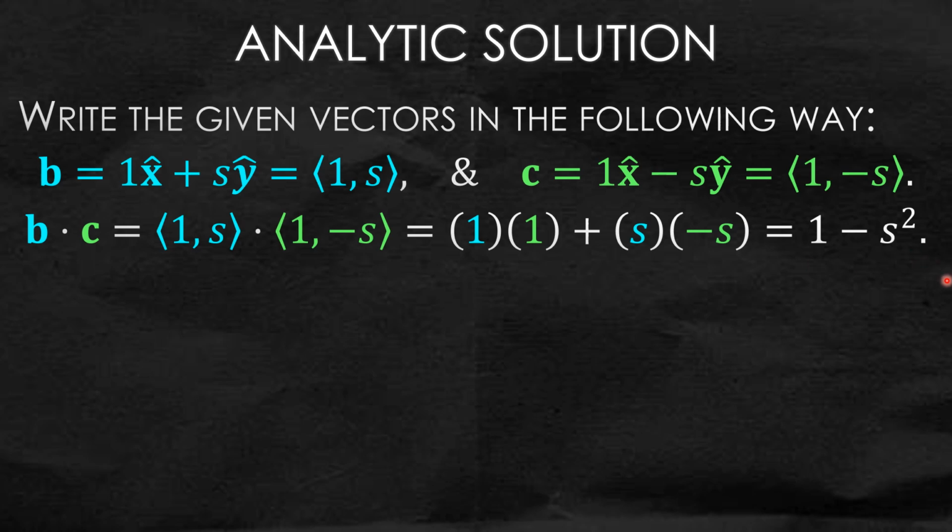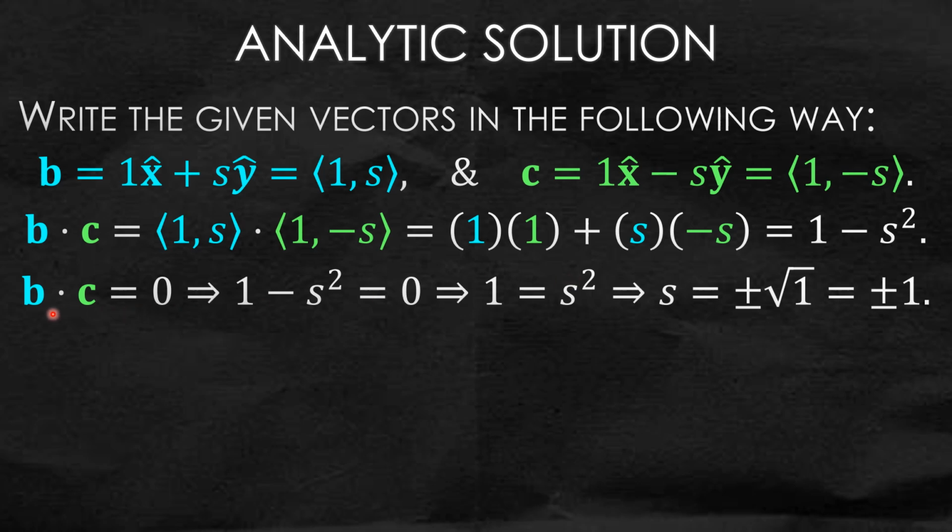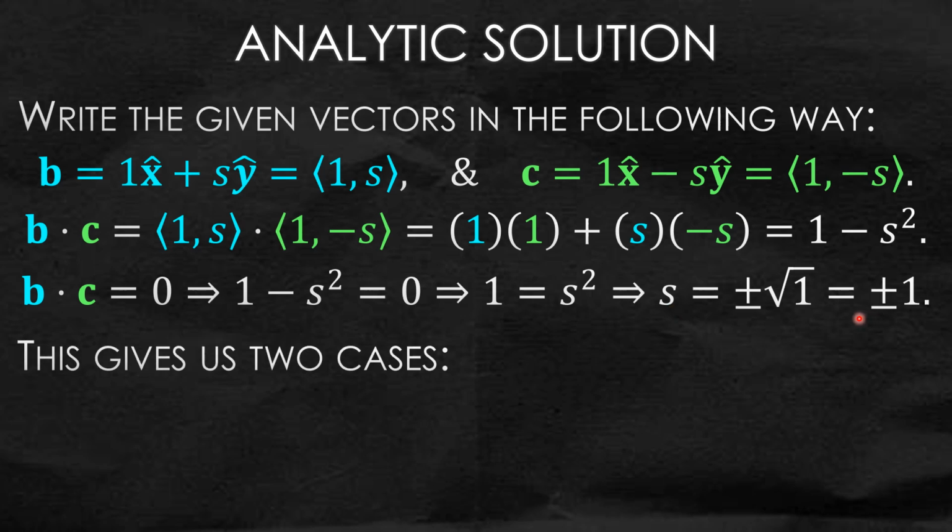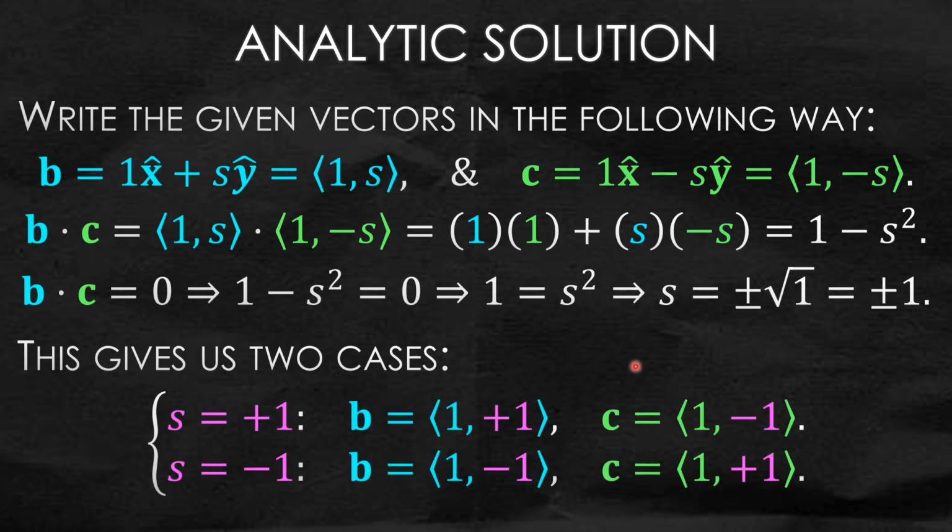Now, orthogonality happens when the dot product equals 0, so we solve it for 0. Set b dot c equal to 0, where the resulting b dot c we saw right here was 1 minus s squared. So push that over, we get 1 equals s squared, take the square root, that simplifies to s equals plus or minus 1. Now, because of the plus or minus 1, we have two different cases to consider. For s equals plus 1 and s equals minus 1, we see the resulting vectors.